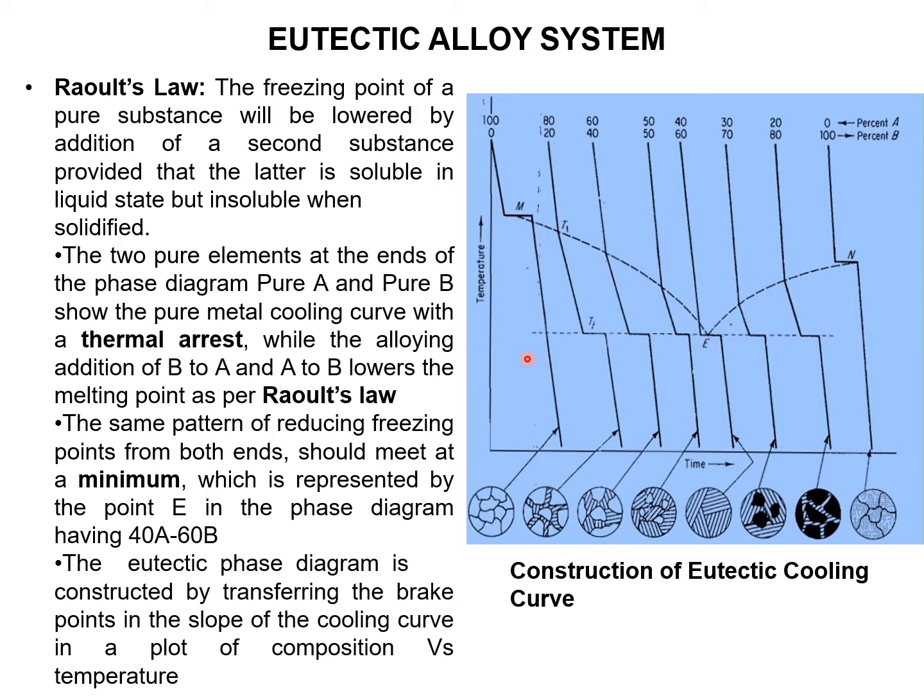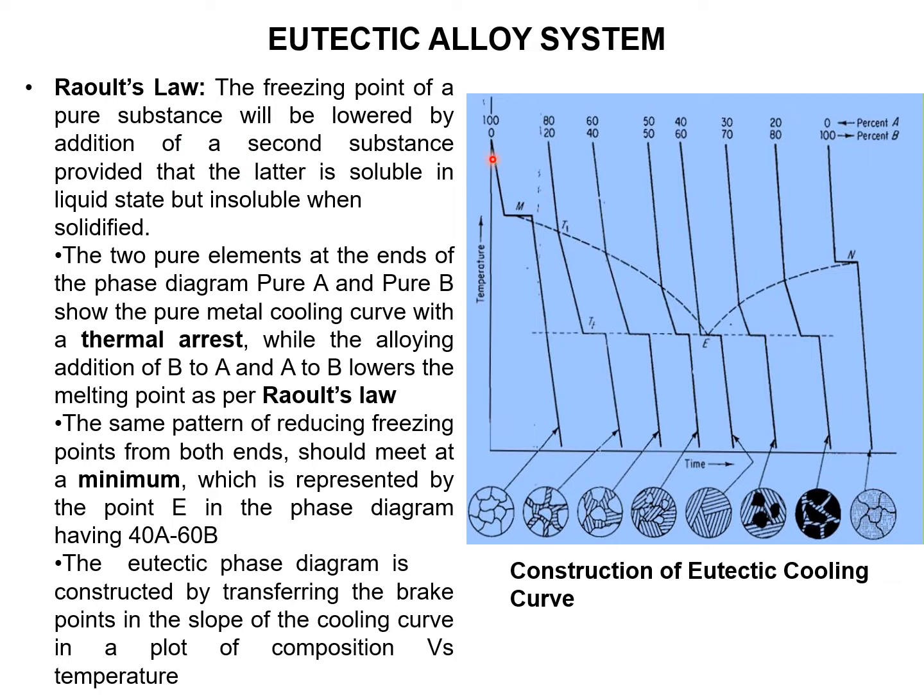At this temperature, the entire liquid will be converted into two solids. So this is called the eutectic reaction. Here first we will see Raoult's law. Raoult's law means the freezing point of one substance is lowered by the addition of a second substance. Here the components are entirely soluble in the liquid state but insoluble during solidification. So this is called Raoult's law.